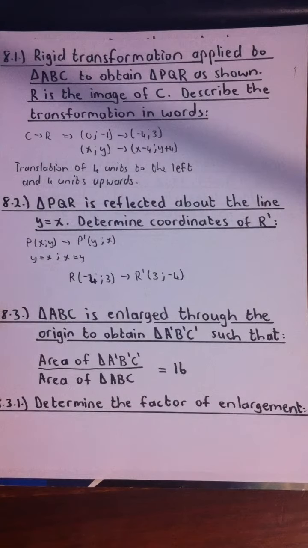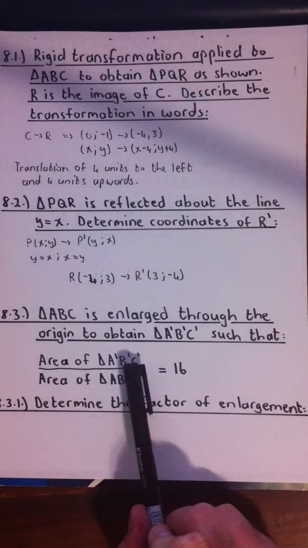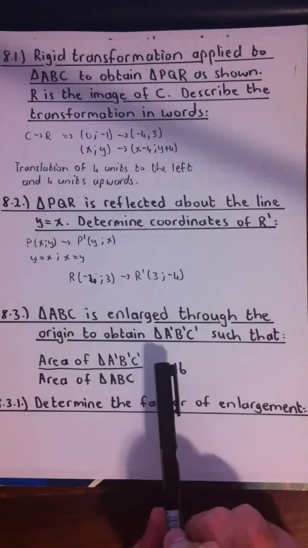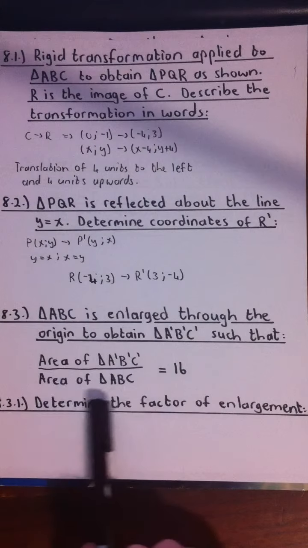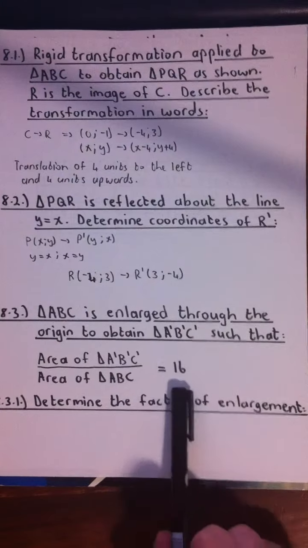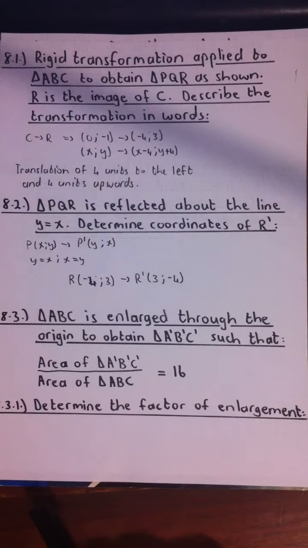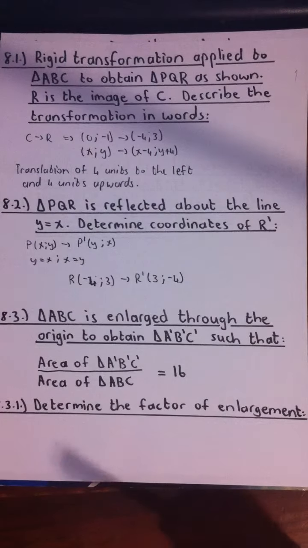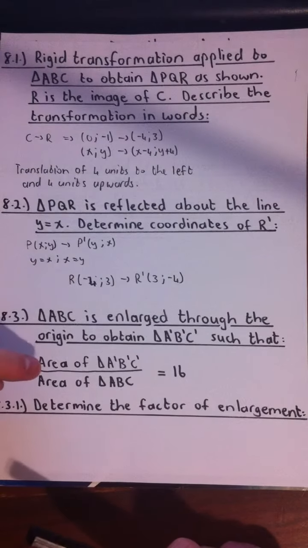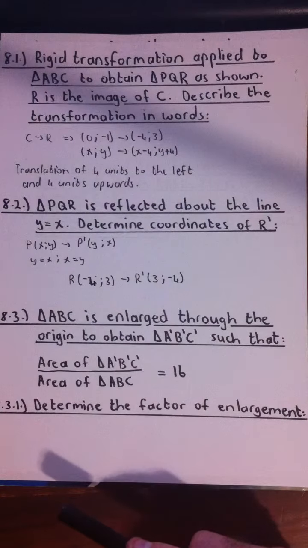Okay, 8.3. Triangle ABC is enlarged through the origin to obtain triangle A prime B prime C prime, such that the area of the new triangle divided by the area of the old triangle is 16. Now, 8.3.1, determine the factor of enlargement. Okay, now let's just think about this for a little while. This has to do with the area. They say the area will become 16 times as much.